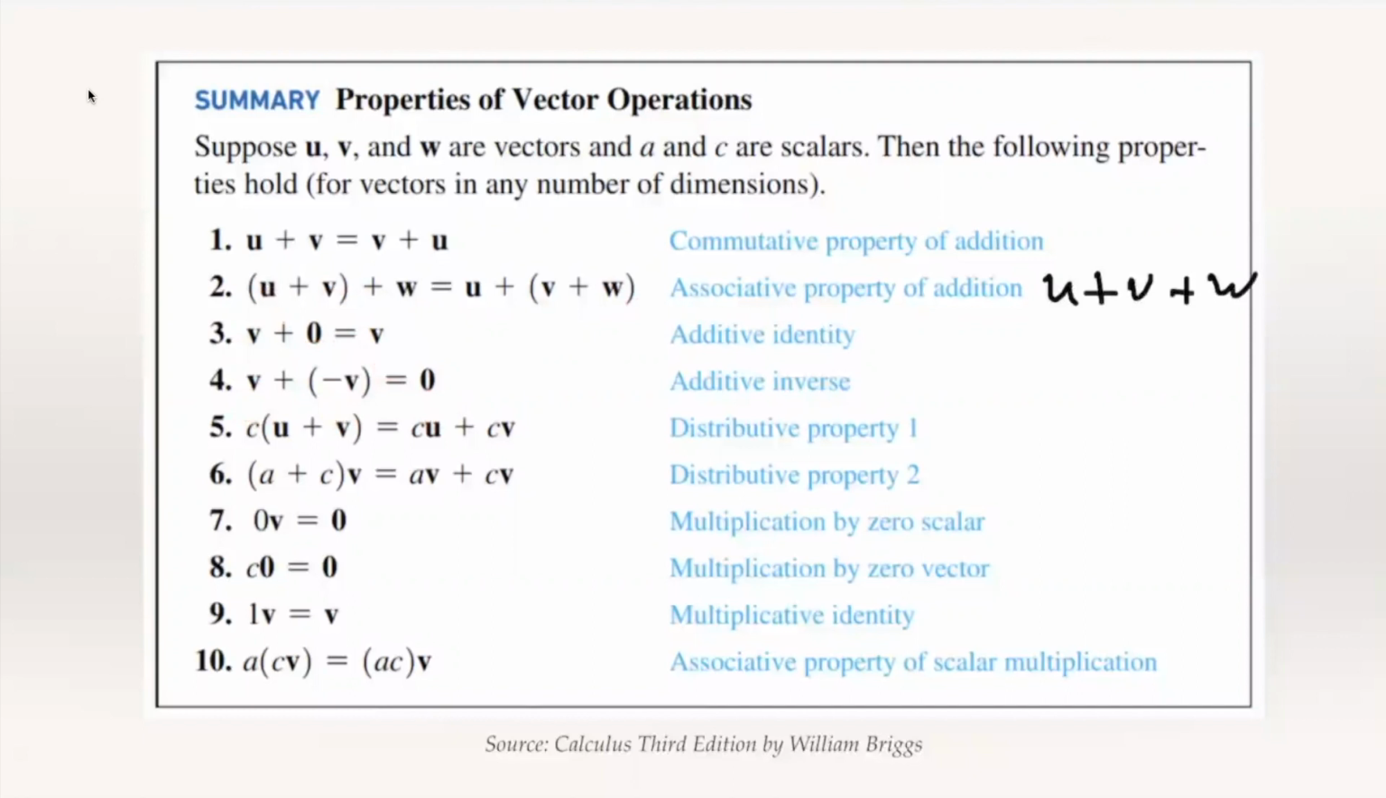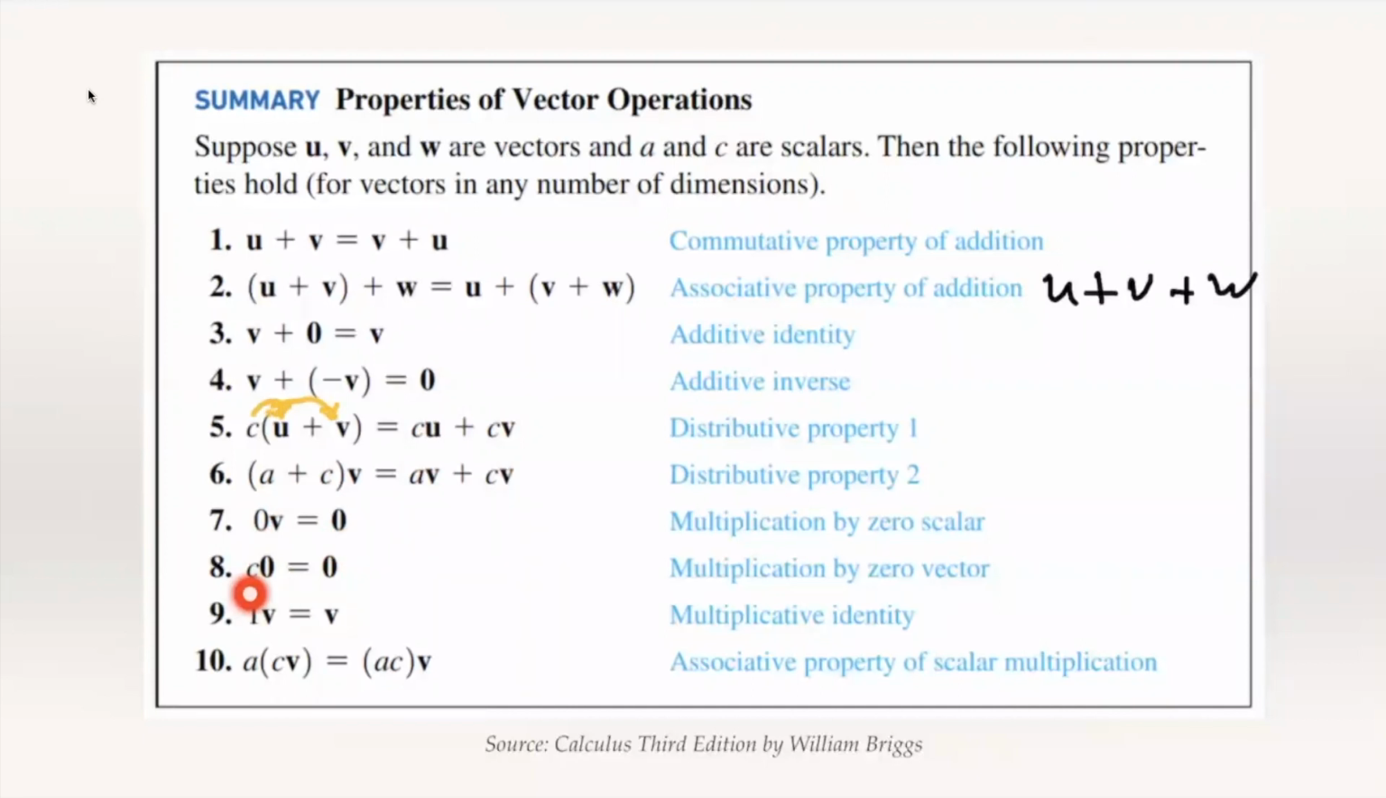Vector addition and scaling is distributive. So c times (u plus v), we can distribute that c to both components, and we get cu plus cv. And it is also distributive in the other way. (a plus c)v, where a and c are scalars, is the same as av plus cv. Any vector times zero is the zero vector. And notice that they make a distinction here between the number zero and the vector zero, with an ordinary versus bold distinction.